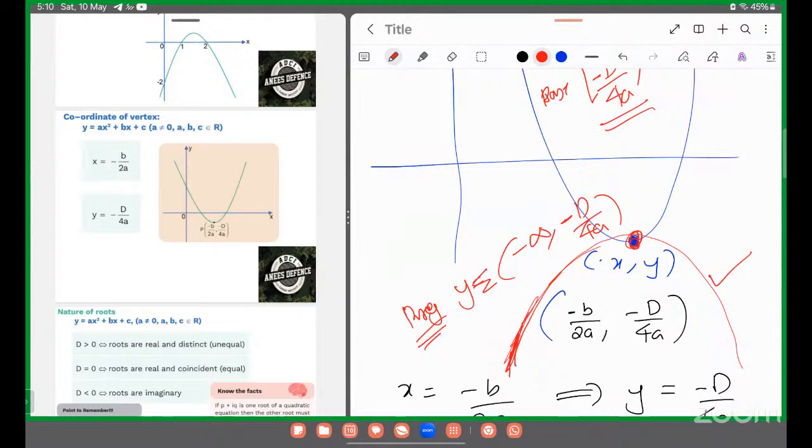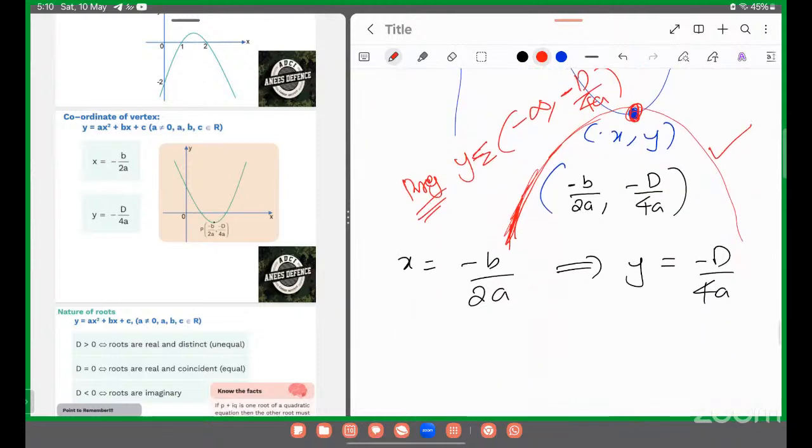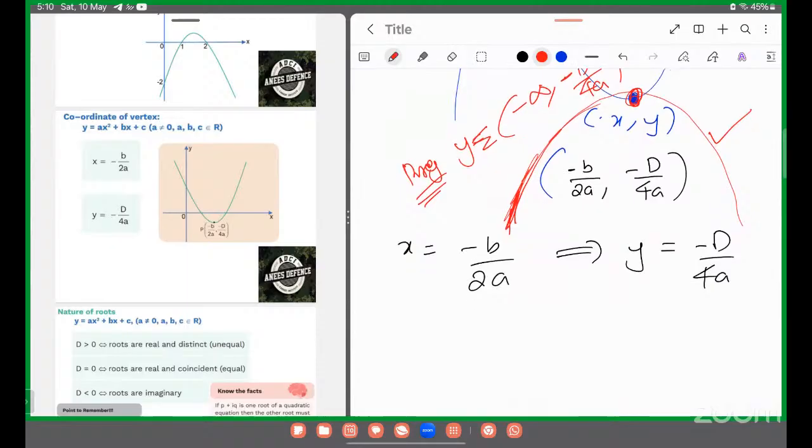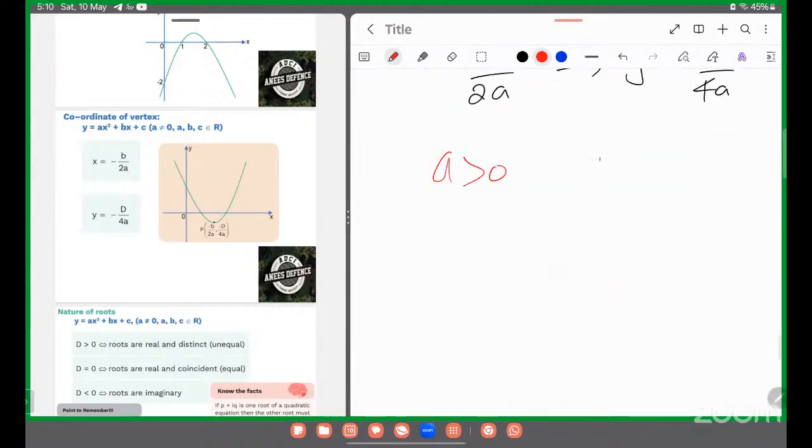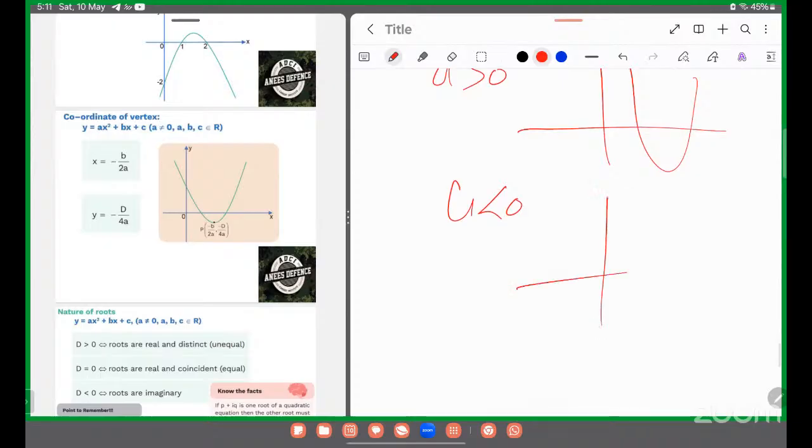So by seeing only the graph, how to identify whether it is upward or downward? By seeing the coefficient of x square. If the coefficient of x square, a, is greater than 0, the graph will be upward. If a is less than 0, the graph will be downward.